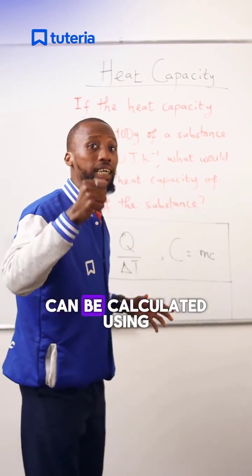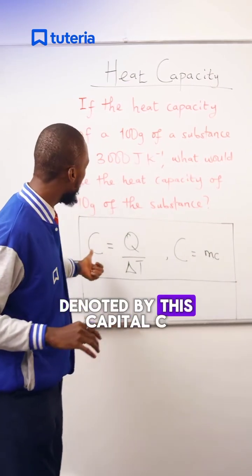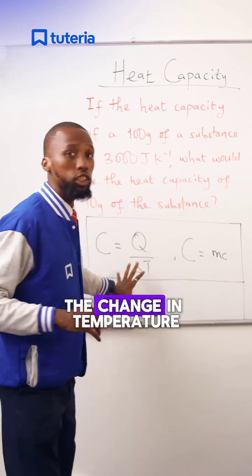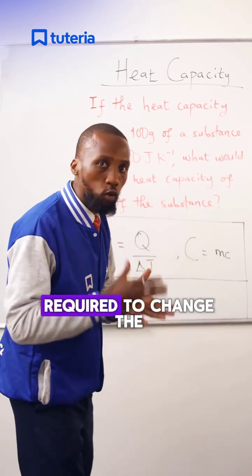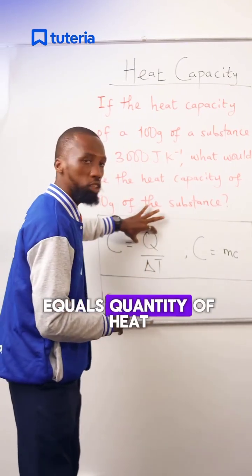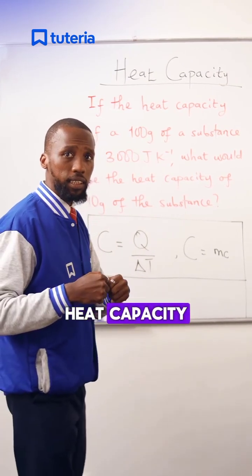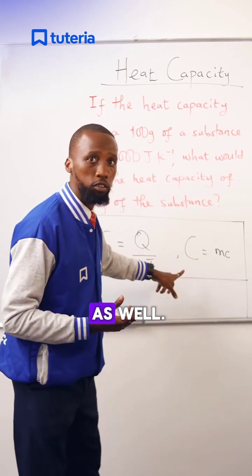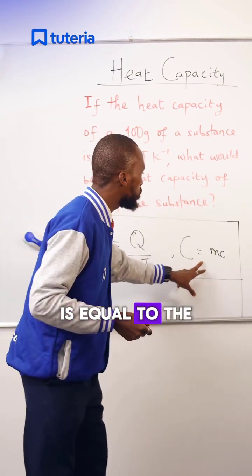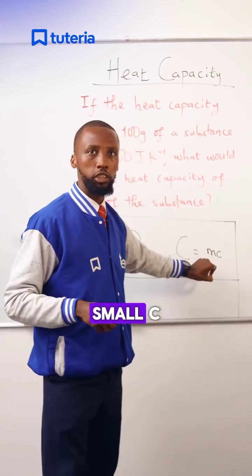Now, heat capacity can be calculated using two different methods. Heat capacity, denoted by capital C, is the quantity of heat required per change in temperature. From the definition, C equals the quantity of heat Q divided by the change in temperature. However, heat capacity can also be determined using another simple formula. Heat capacity C, also called thermal capacity, is equal to the mass of the substance times the specific heat capacity of that substance, small c.